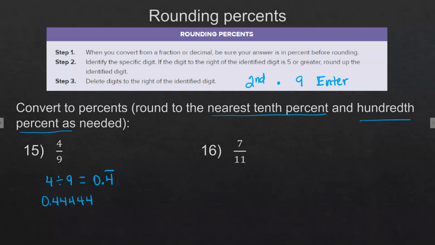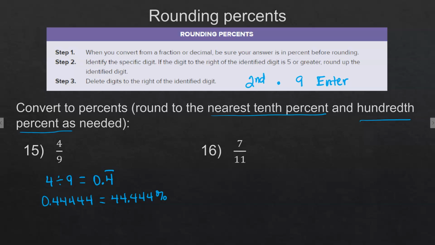0.444444. I'm going to write a bunch of them because we're rounding this to the tenths and to the hundredths, so we're going to need that. So in percent form, that would be 44.444, but that's not rounded, right? Well, it's not rounded to the tenths or the hundredths.